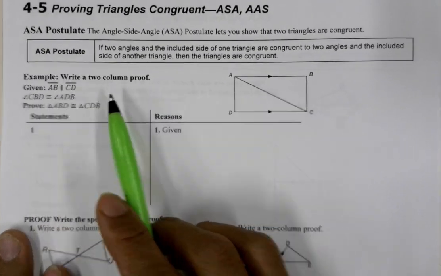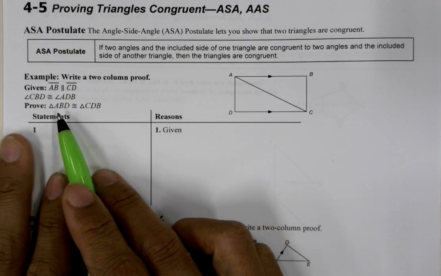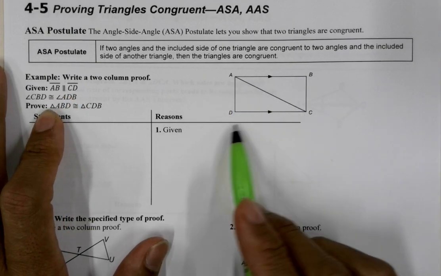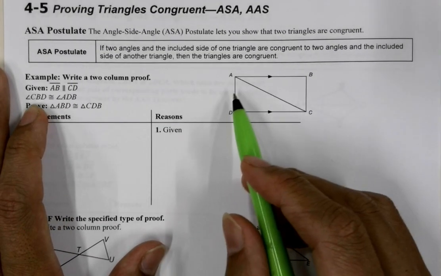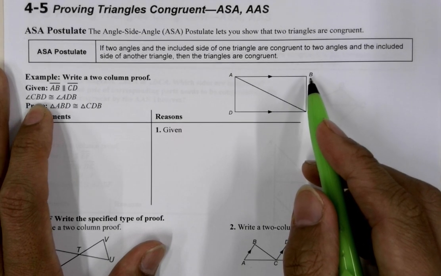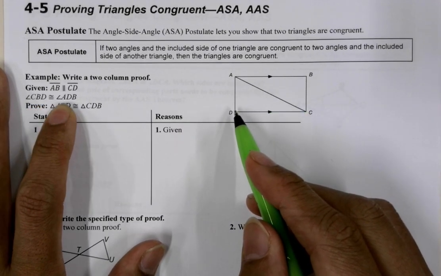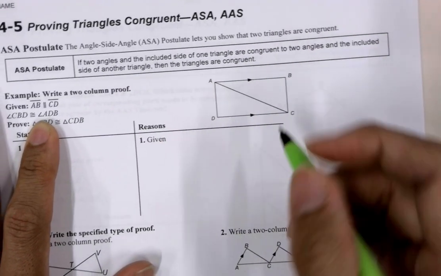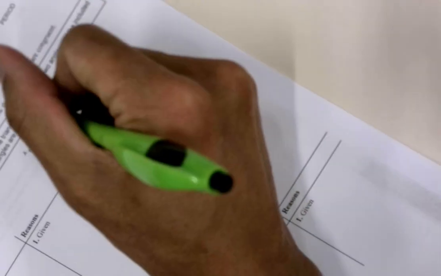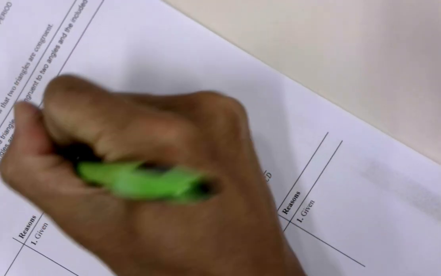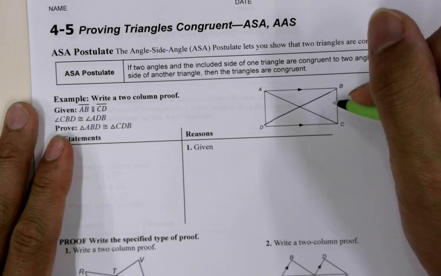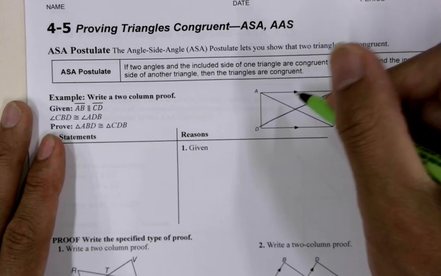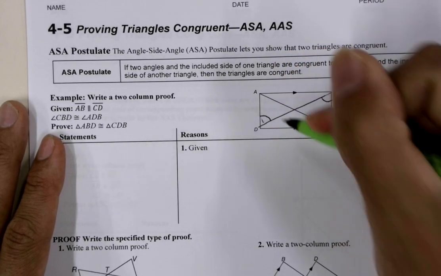So let's go ahead and try it with this one here. We're supposed to write a two-column proof that shows that, given that AB is parallel to CD and that CBD is congruent with ADB. Okay, so there are angles that are not drawn on the picture, so I'm going to draw them in. So we are given that CBD, so this angle is congruent with ADB, this angle here.